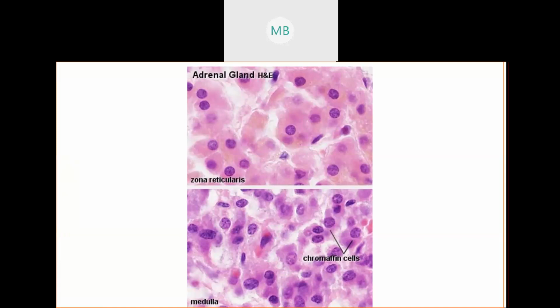Right? If we are looking at these underneath a microscope, chromaffin cells are the cells that are going to have deeper coloration inside your adrenal glands. They are in the medulla area. Otherwise, you're good on your adrenal gland now.